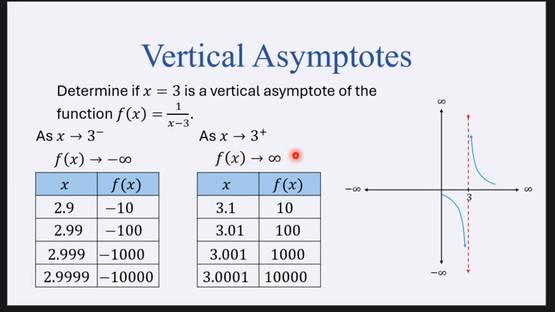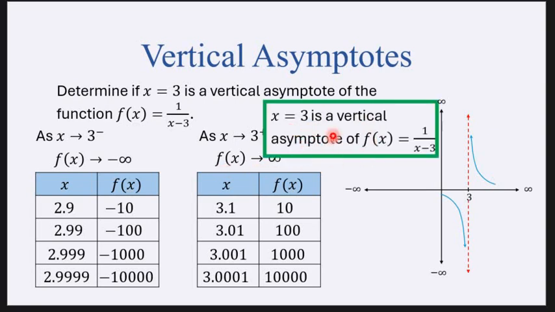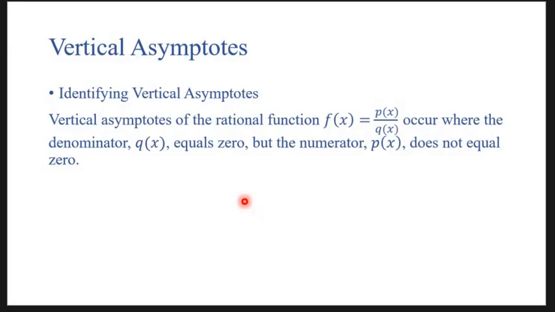Each of these is sufficient to prove that x equals 3 is a vertical asymptote, just like x equals 0 was a vertical asymptote of the reciprocal function. We know how to find vertical asymptotes using these tables, but we don't want to have to do that every time. So there's a way of identifying vertical asymptotes without making that table.